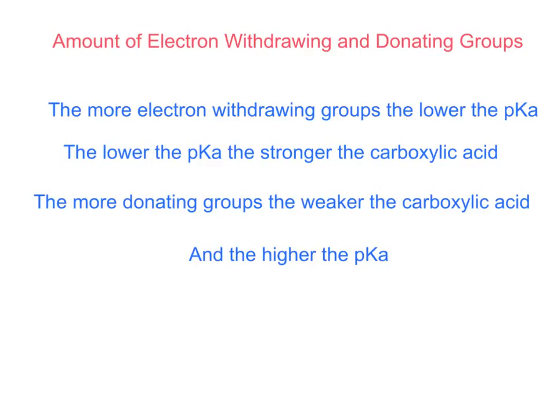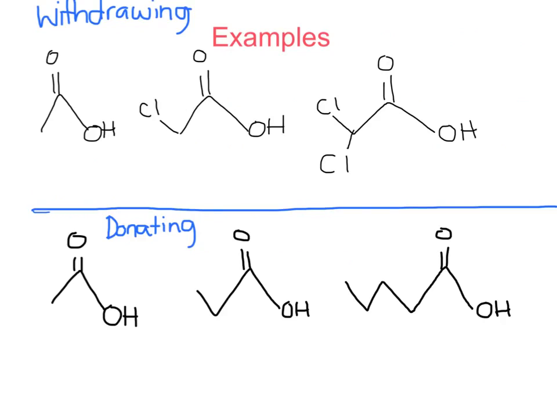Amount of electron withdrawing and donating groups. As mentioned before in class, the stronger the acid, the weaker the conjugate base. Keep that in mind while you're watching the rest of this video. The more electron withdrawing groups, the lower the pKa. The lower the pKa, the stronger the carboxylic acid is. The more donating groups, the weaker the carboxylic acid, and the higher the pKa. Alright, so now let's look at some examples of withdrawing and donating groups affecting carboxylic acids.